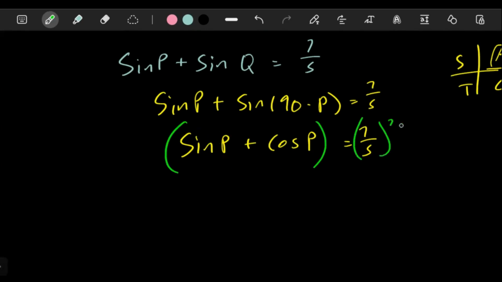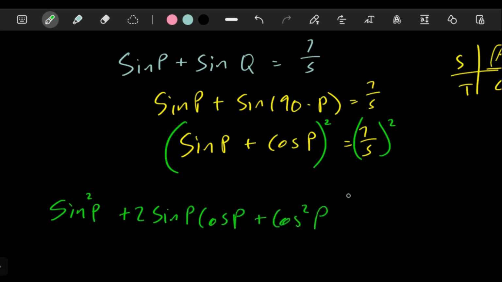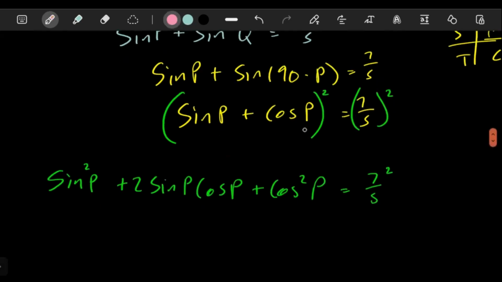you're just going to square both sides. Because when you square this side, you now have sine p times sine p, which is sine squared p, and sine p times cos p. You're going to have two of those because it's going to happen twice. And then you're going to have cos p times cos p, which is cos squared p. All this is good news on the far left. The reason it's good news is because sine squared p plus cos squared p is 1.